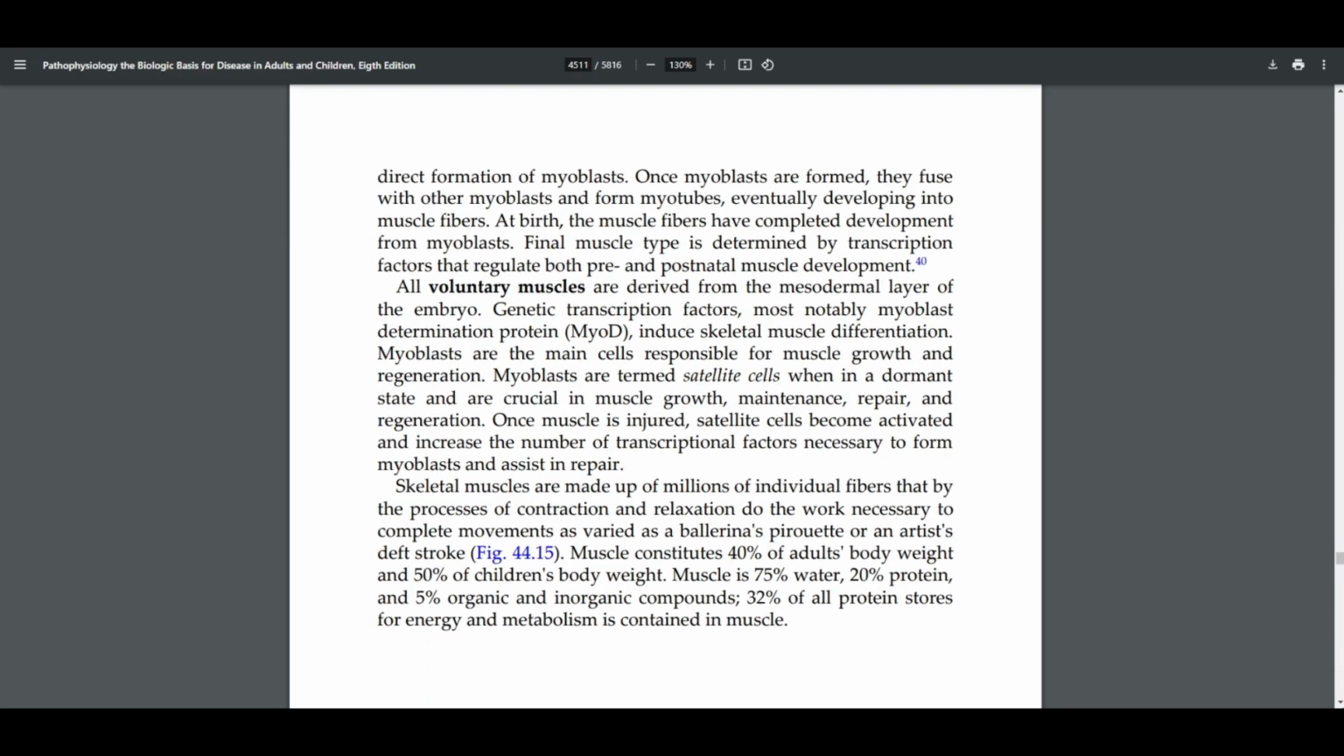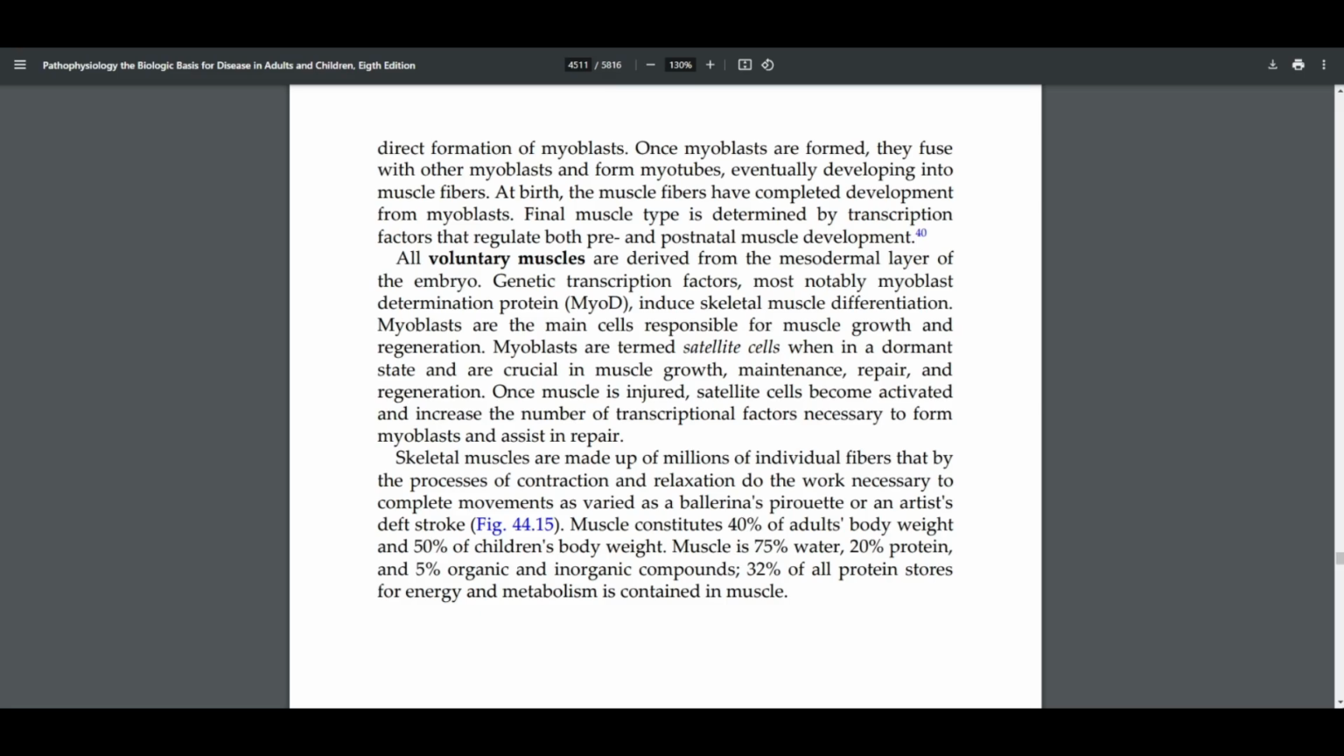Once the myoblasts are formed, they fuse with other myoblasts and form myotubes, eventually developing into muscle fibers. At birth, the muscle fibers have completed development from myoblasts. Final muscle type is determined by transcription factors that regulate both pre- and postnatal muscle development. All voluntary muscles are derived from the mesodermal layer of the embryo. Genetic transcription factors, most notably myoblast determination protein, induce skeletal muscle differentiation.